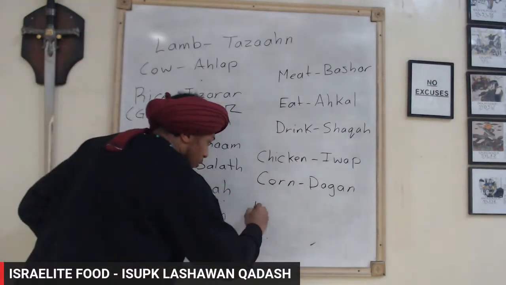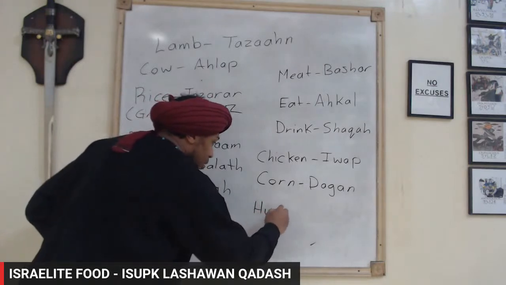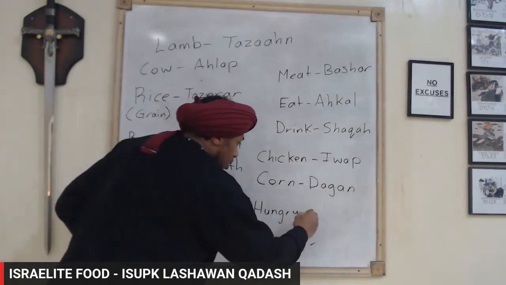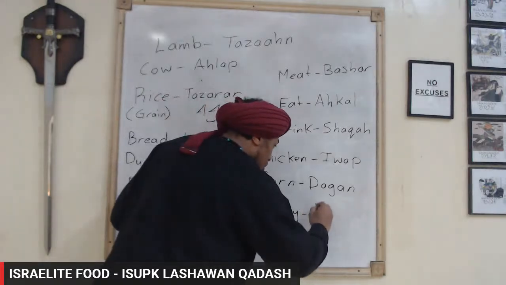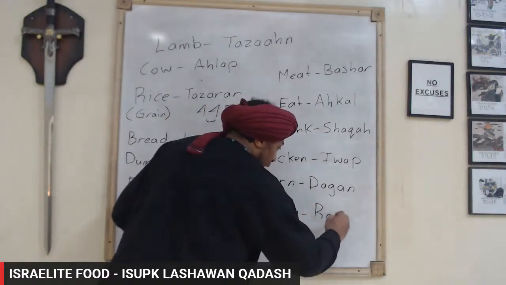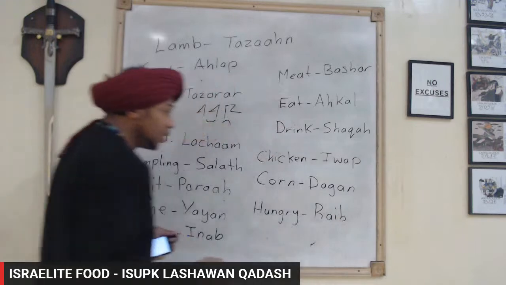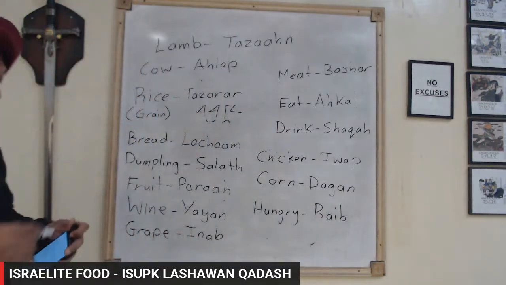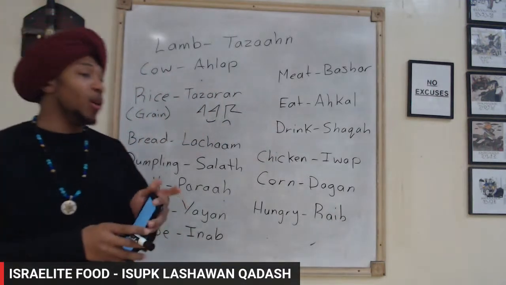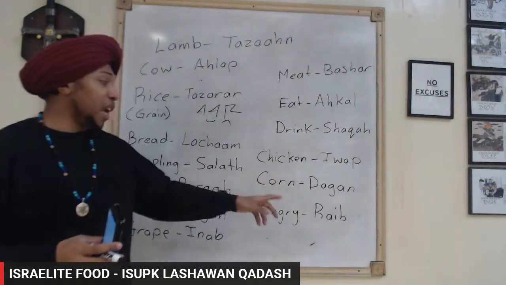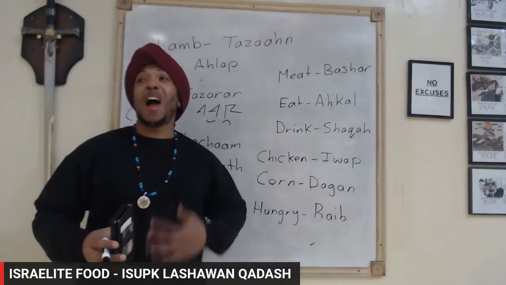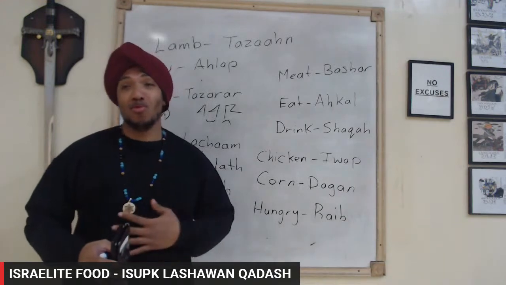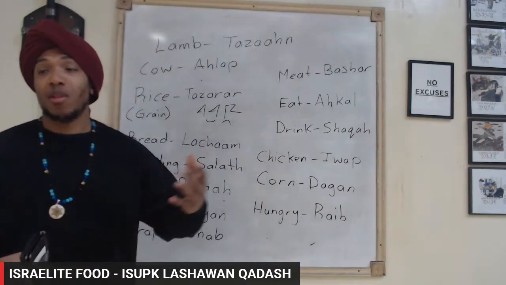Hungry. The word for hungry, that's a good one, right, is ra'aib. And you say just like that. Don't think of it like, oh, that's hard to say ra'aib. No, just say ribe. Anya ribe. Ribe.